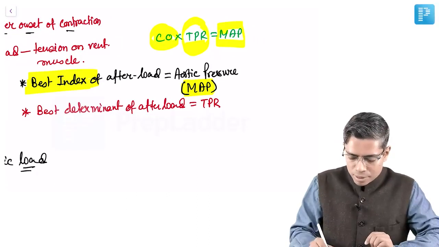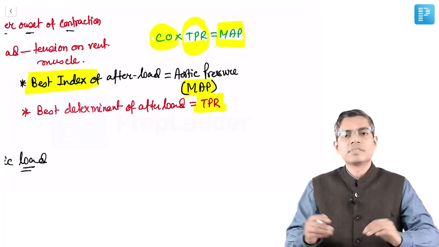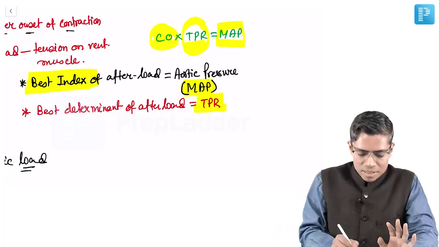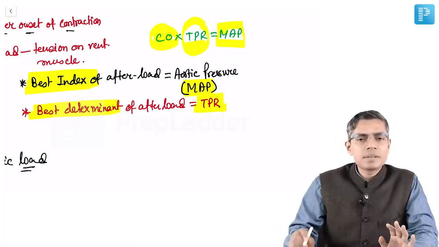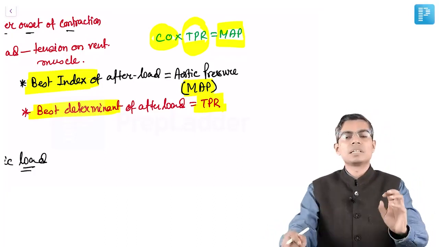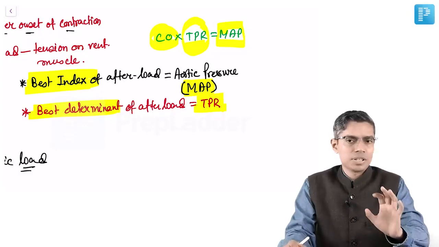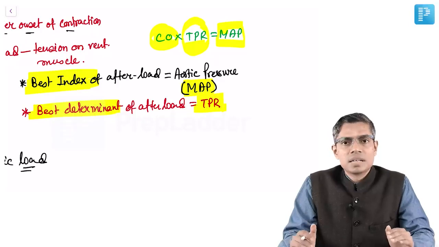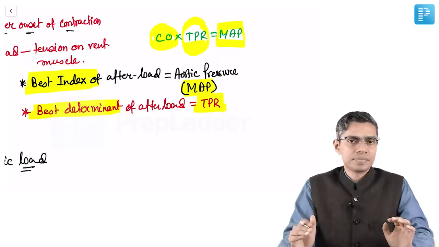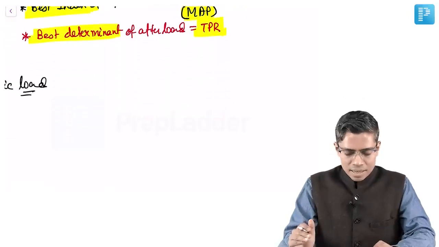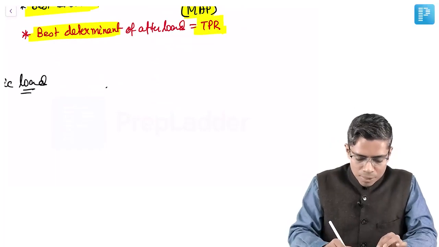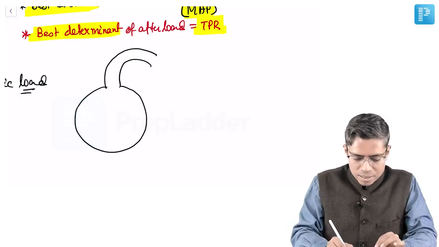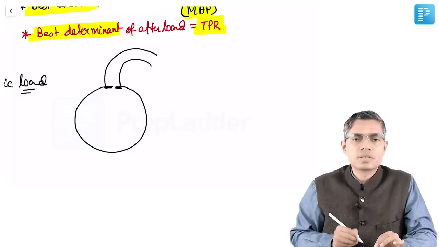TPR you will understand in a very good manner in the next chapter. So the best determinant of afterload is TPR, and the best index of afterload is the mean aortic pressure. Afterload means the systolic tension generated in the ventricular muscle. So now I can easily understand that if the afterload is high in a condition, suppose this person is suffering from aortic stenosis.